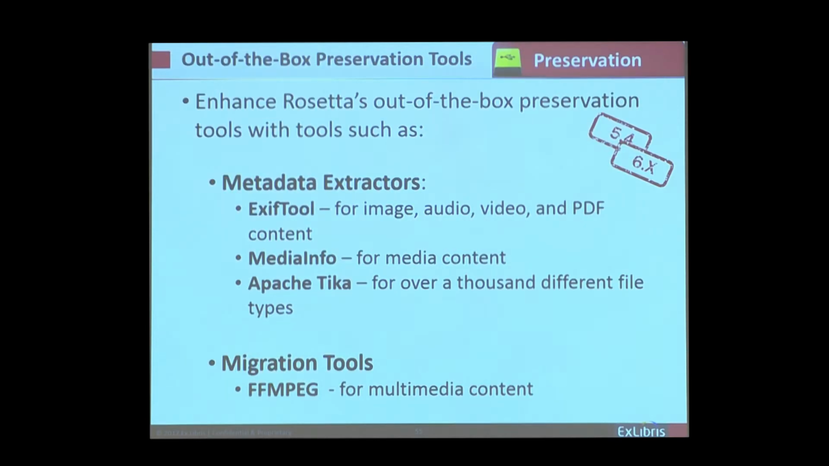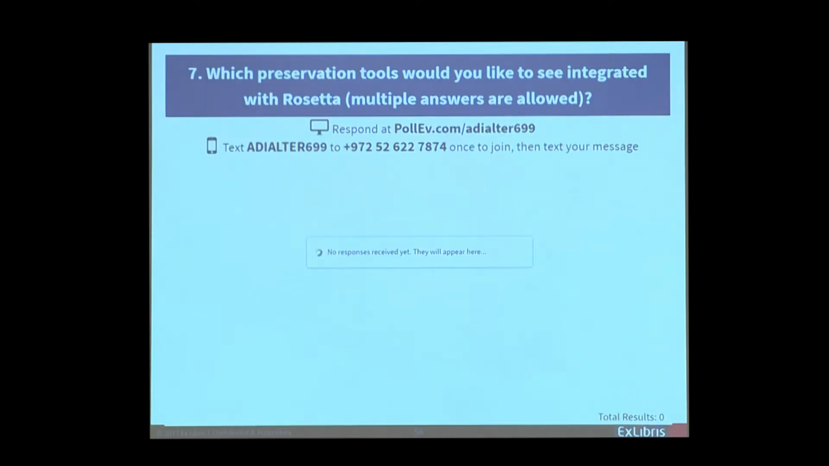Moving forward. As Dvir mentioned, we would like to see more out-of-the-box preservation tools in Rosetta. I'm mentioning some, like additional metadata extractors which are available out of the box. We have already some of them, of course, like the NLNZ metadata extractors and others, and also migration tools. Instead of you adding this as a plugin, we'll add the plugin for you. And here it's an open question: I'd like to see which preservation tools you would like to see integrated with Rosetta, and what the views are here and which are the more important ones. We'll probably also take this discussion to the preservation planning working group.